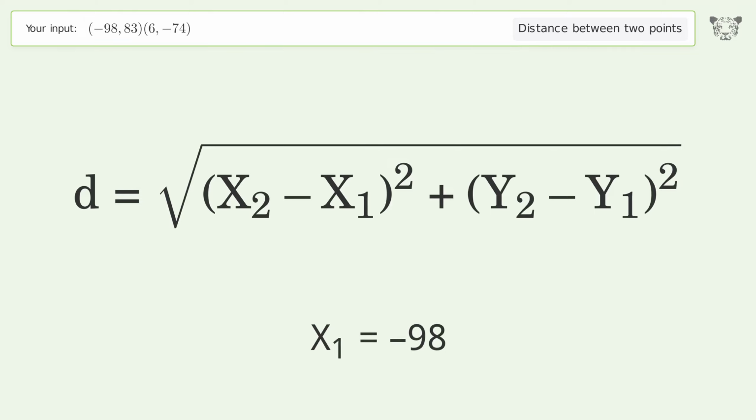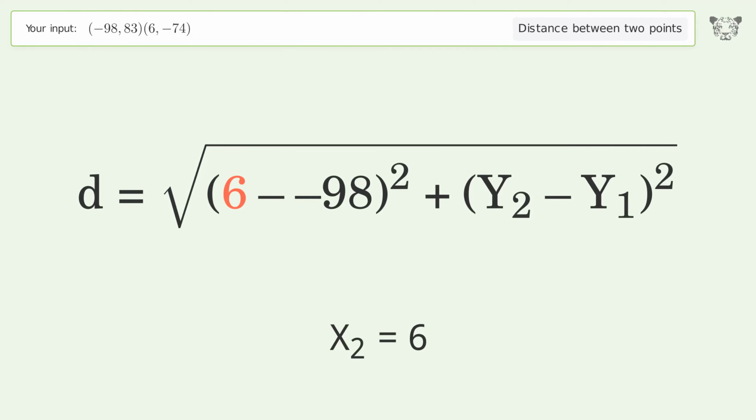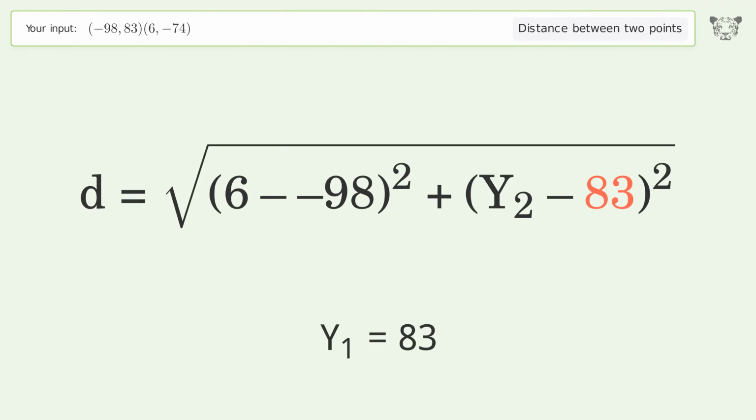x1 equals -98. x2 equals 6. y1 equals 83. y2 equals -74.